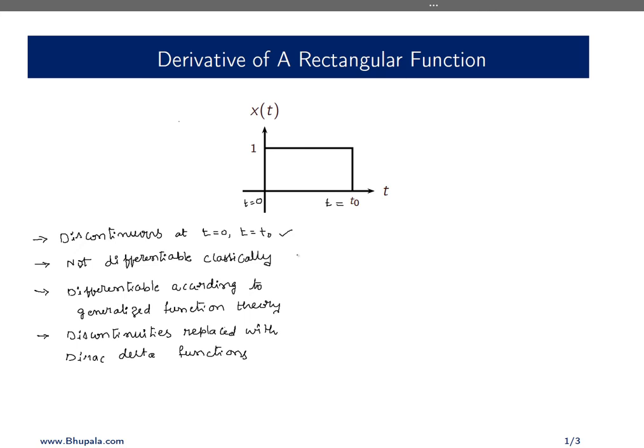According to classical integral and differential calculus, for a function to be differentiable, first it has to be continuous. But the given function is discontinuous at two instants of time, and hence clearly this rectangular function is not differentiable in the classical sense. But according to the modern field of mathematics called generalized function theory, we can evaluate the derivative of this rectangular function by replacing the discontinuities with what is called the Dirac delta function.